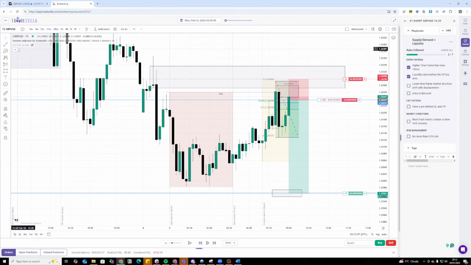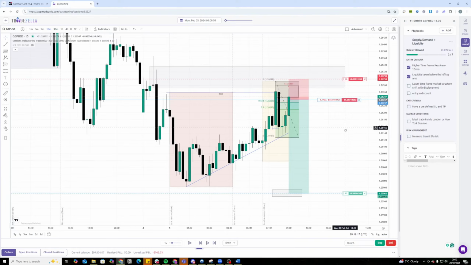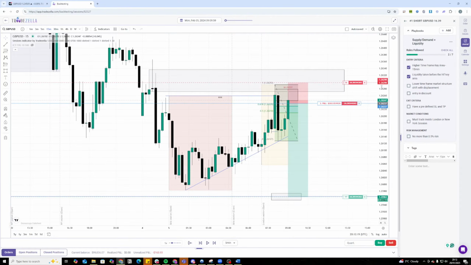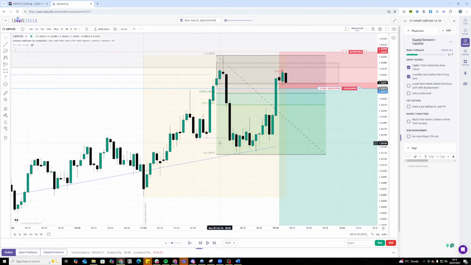Now we also have all this liquidity built up down here. As you can see, all these wicks, underneath every one of these wicks there are orders to be taken, so all that needs to go as well. That gives me an even higher probability in this trade. Did we have a lower time frame market structure shift with displacement? Yes, we did. We broke this low here. So let me just mark this out.